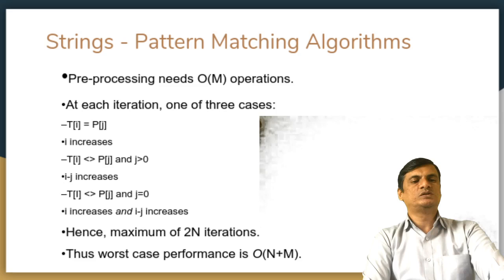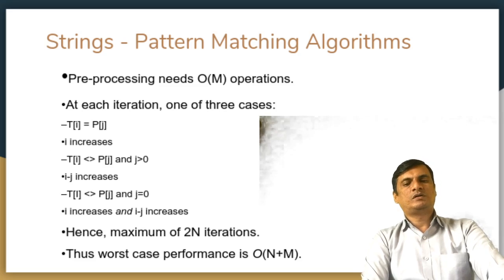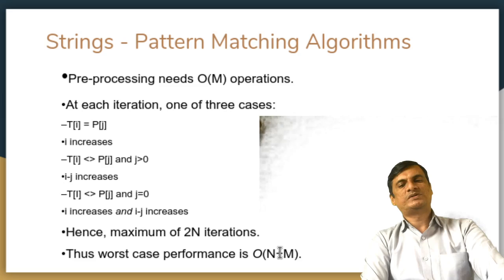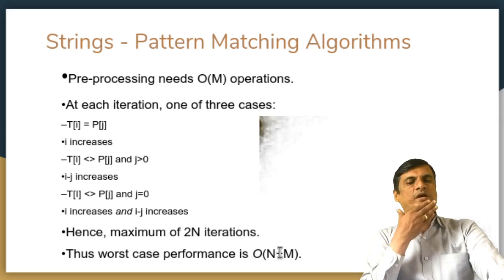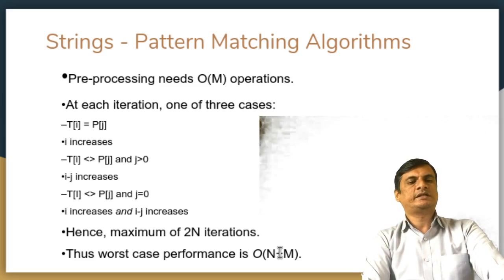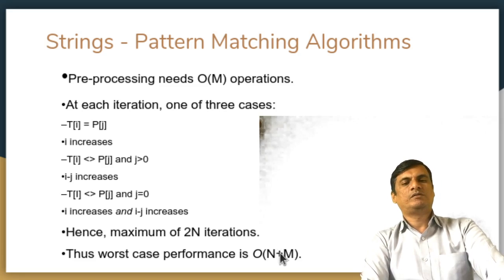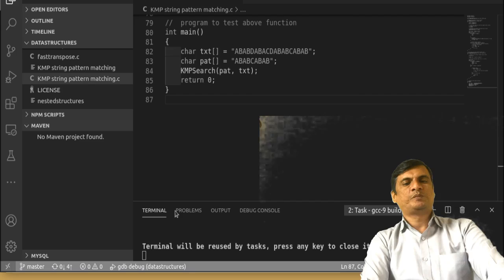So that is the huge difference. n cross m will be very high when compared to n plus m, as the substring length and the text length vary greatly. Now we will try to execute a simple program, the KMP program.